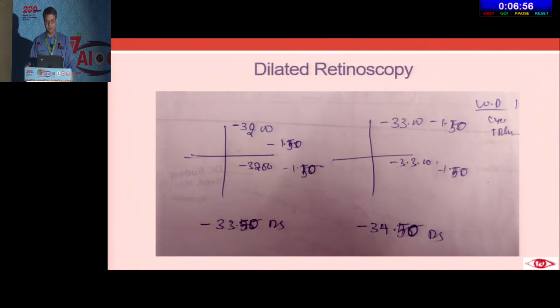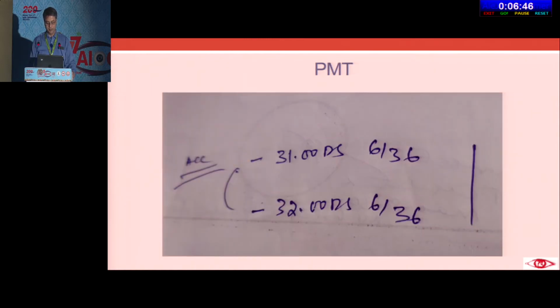And this is what my people got on retinoscopy, -32. And probably would be accepting something like -33.5. And this is what they got. So with -31, he was 6/36, -32, he was 6/36 again.